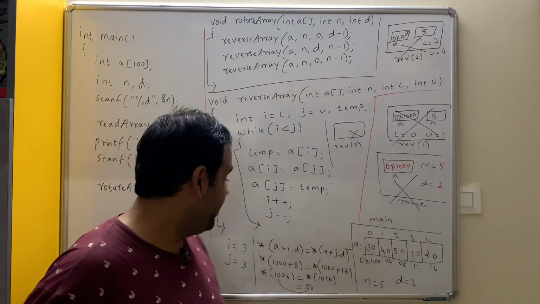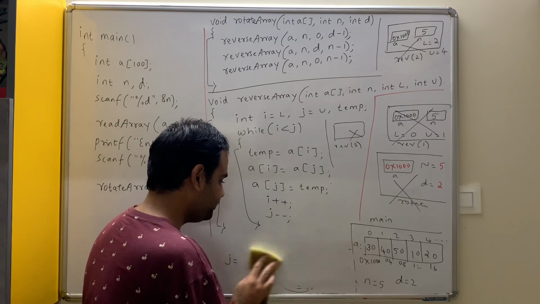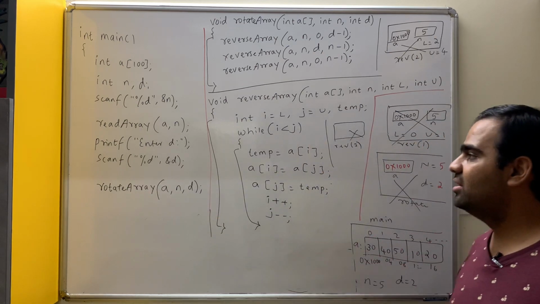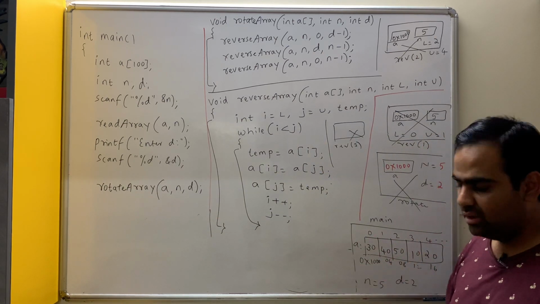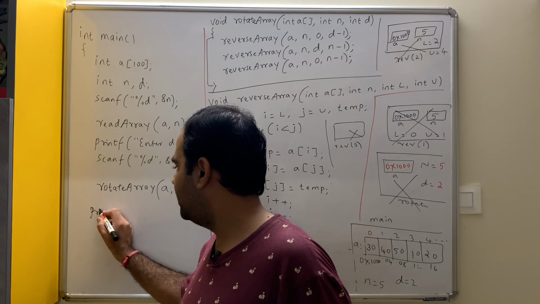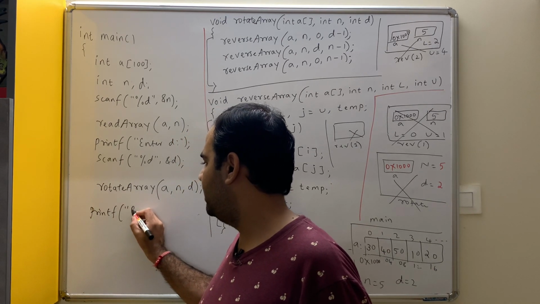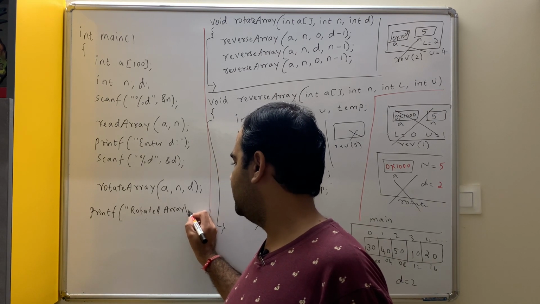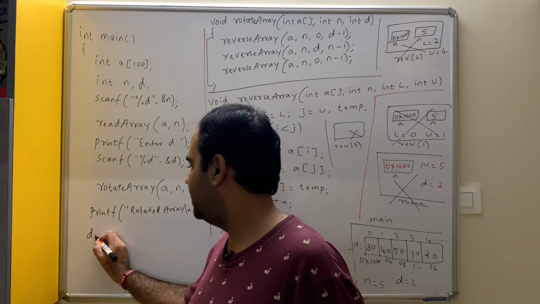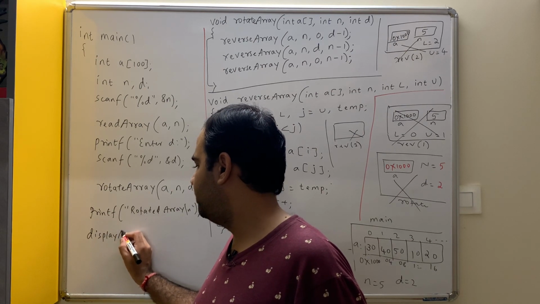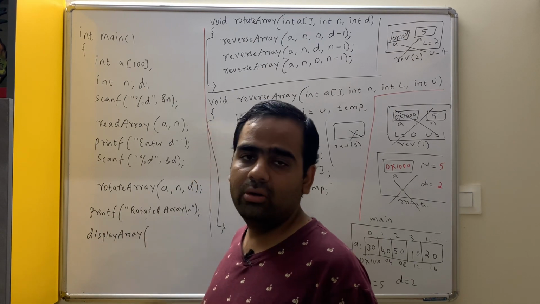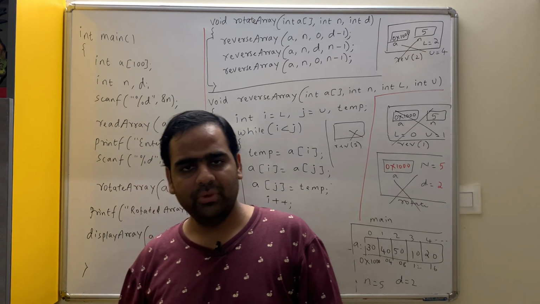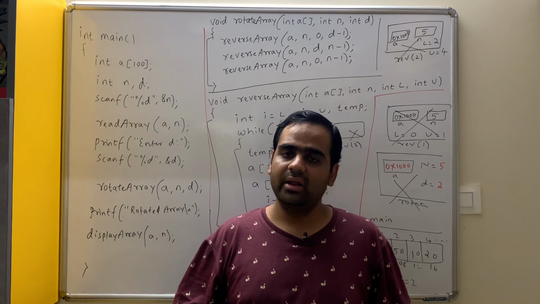When you come back to main, now you need to verify that the array is rotated. And how do you verify that the array is rotated? You display the array. Therefore I can write here printf rotated array is. And which function do we call? We call the display array function. Which array do I want to display? A. How many array elements are there? N. And you say return 0, stop the program, and you see that the array is rotated.